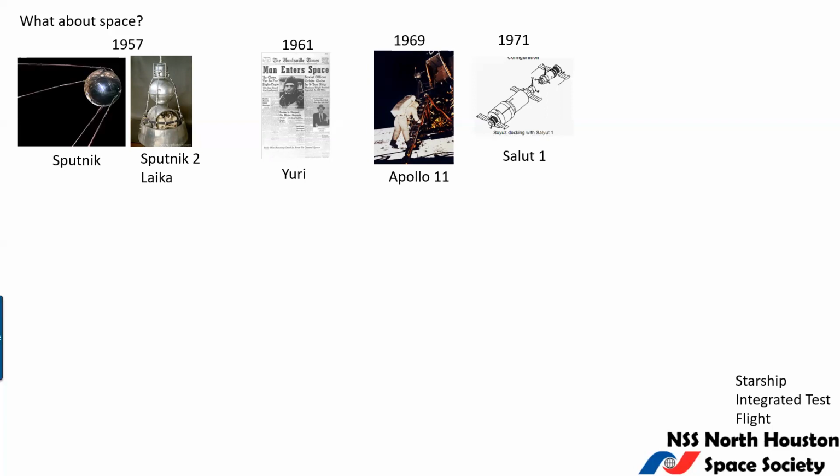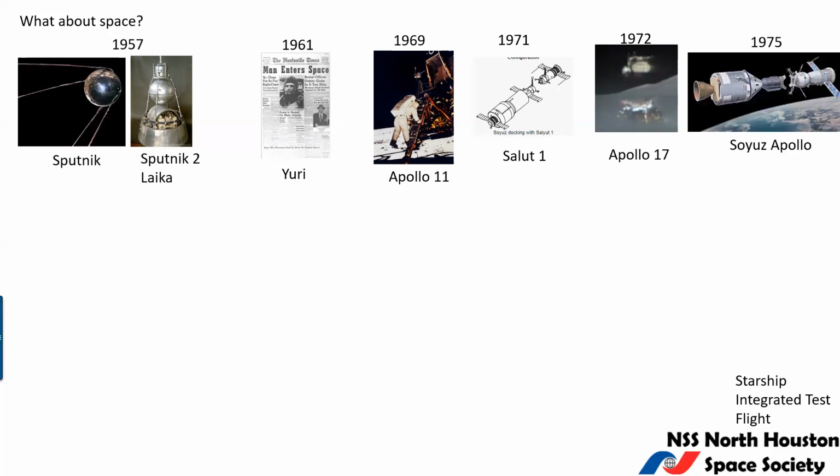And then 1971, the very first space station was Salyut 1. And 1972, Apollo 17 was the last time that we went to the moon. Isn't that amazing? We made such great progress here, and then in 1972, we stopped going to the moon.